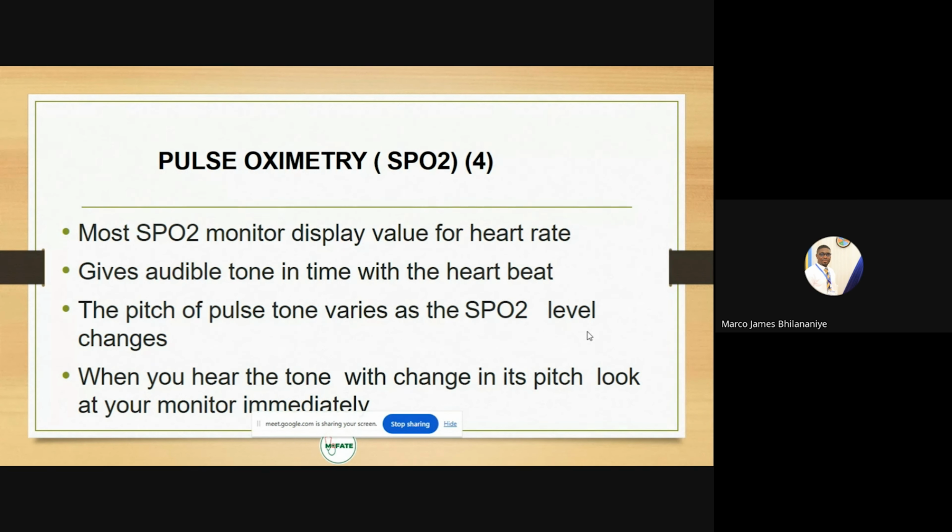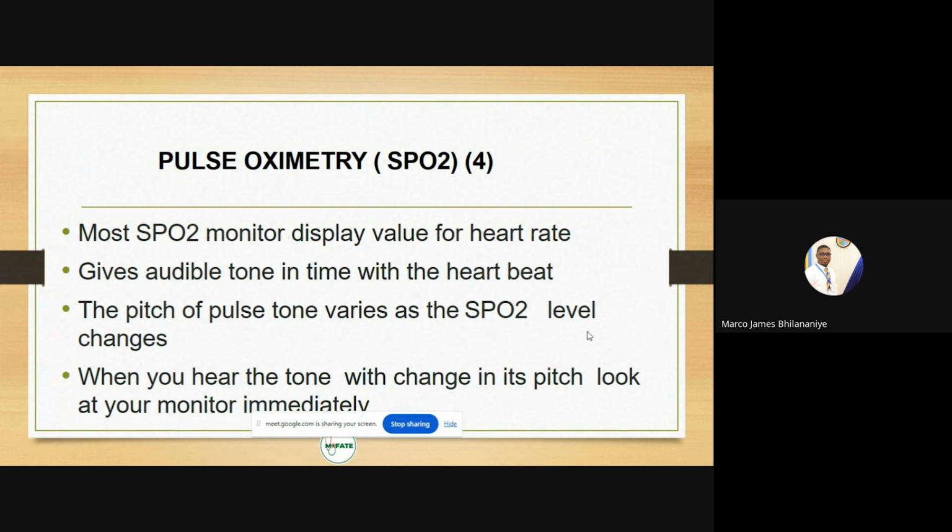So this heartbeat is connected to the audible tone. And this tone's pitch changes due to the oxygen saturation level. So wherever you find that the tone has changed, the pitch has changed, look to your patient immediately, because it might be a severe and serious hypoxia. And the intensity of this pitch increases as the oxygen goes down. So you have to be careful with this tone from the pulse oximetry.